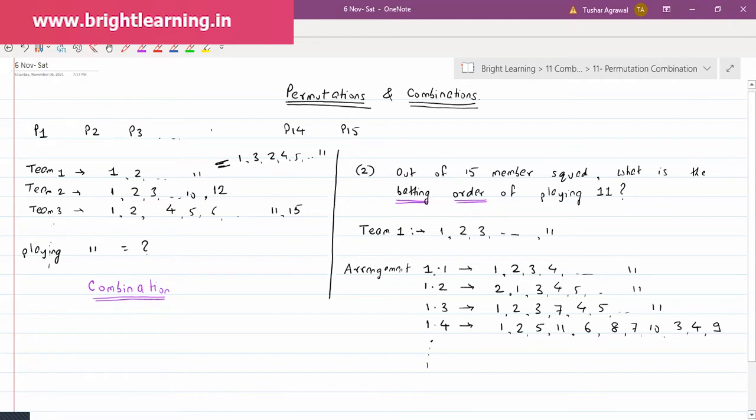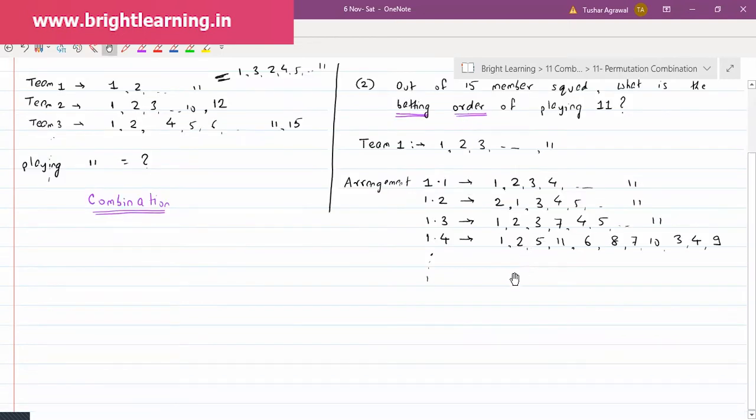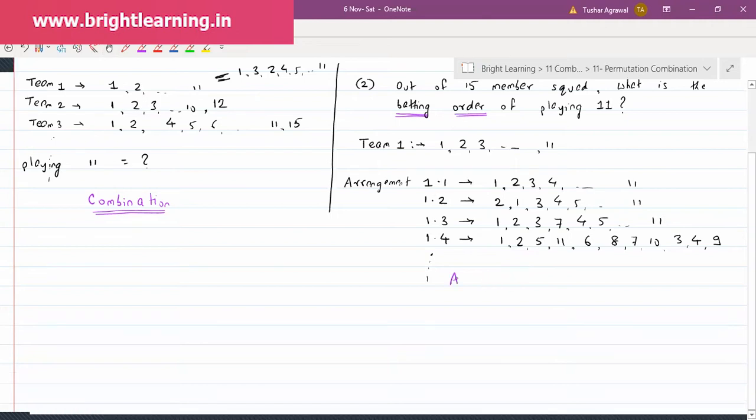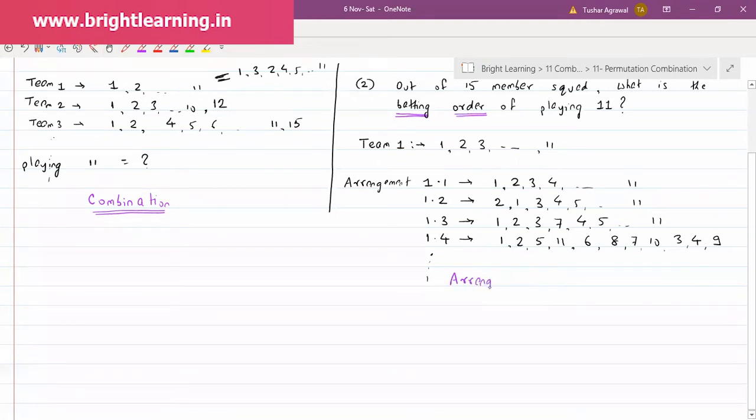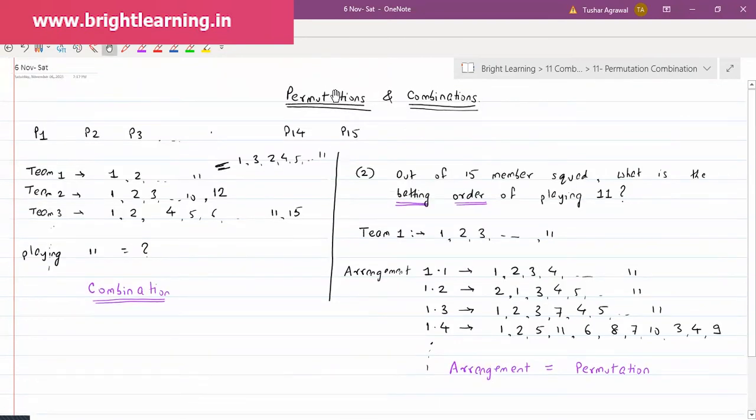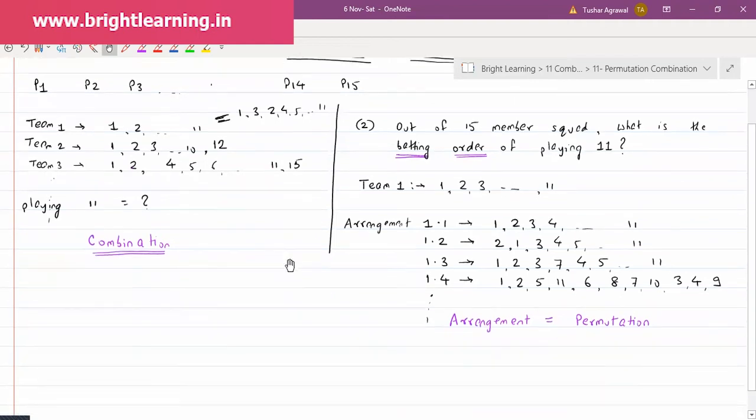Permutation differs from combination only because of one word, that is arrangement. In permutation, arrangement is important. The standard word is permutation. The second question that I gave you is a question of arrangement, which means it's a question of permutation. Got the difference between the meanings of the words permutation and combination? If this much is clear, we will move ahead.